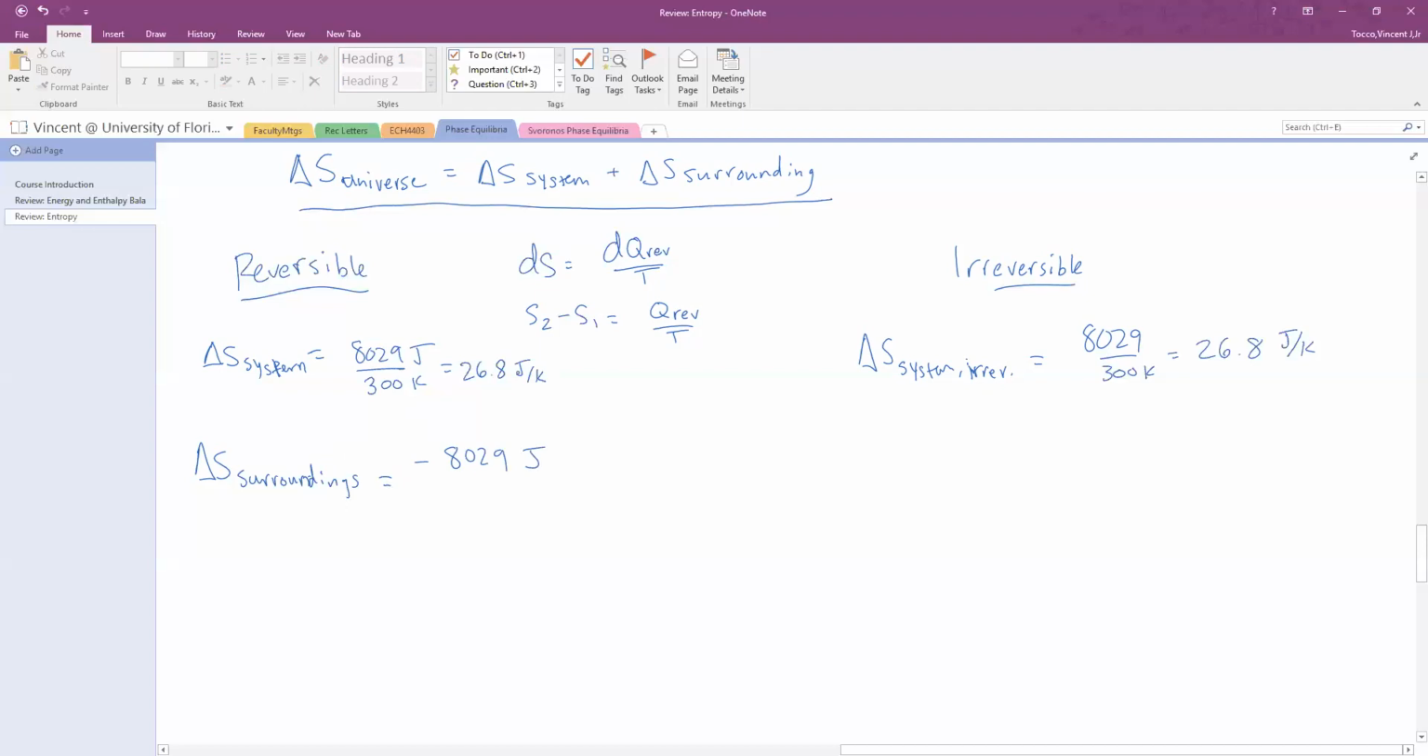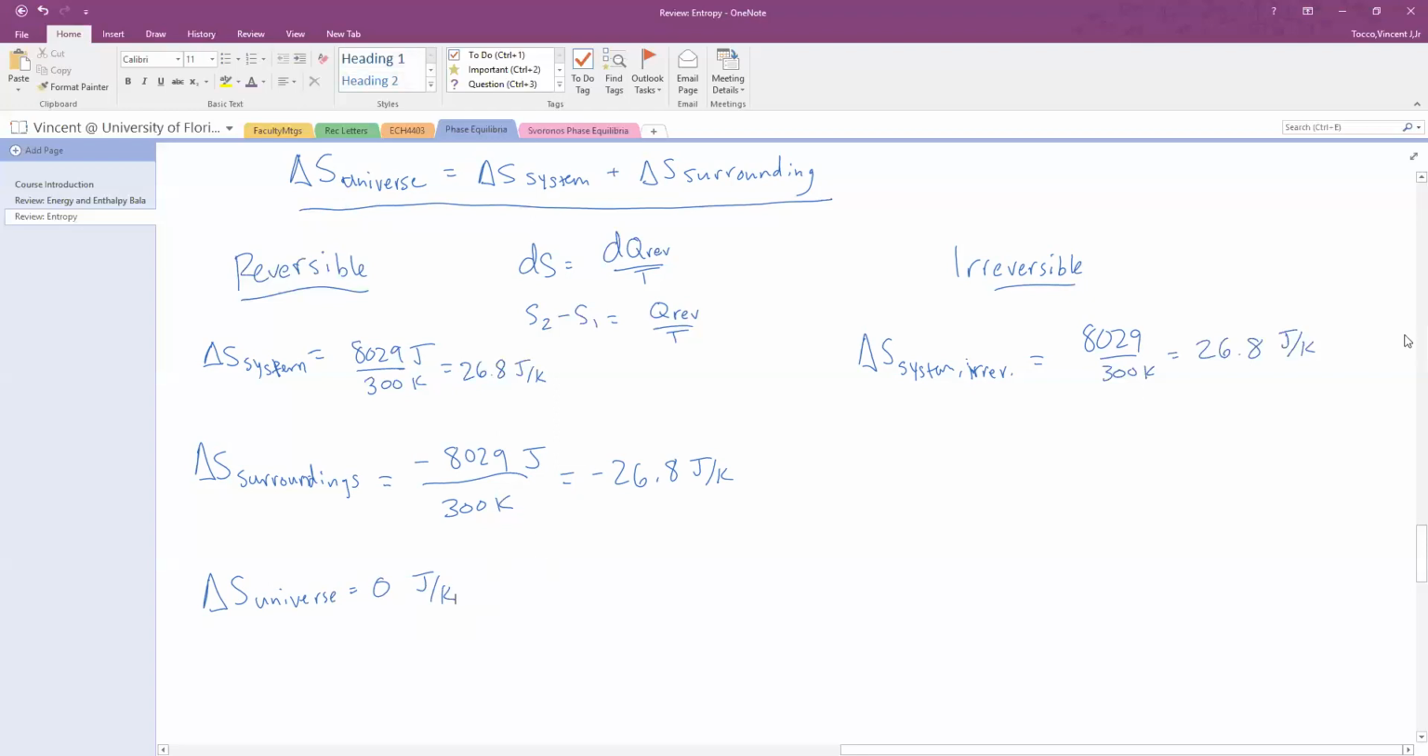And I don't have to do any kind of tricks because it is a reversible system already, right? So Q rev is equal to Q. So 8,029 joules divided by 300 Kelvin because the surroundings is also at 300 Kelvin. So we know what the answer to that is already. It's negative 26.8 joules per kilogram. If we take the delta S of the universe, it's simply equal to the sum of these. Delta S universe is equal to 0 joules per kilogram. So that makes sense, right? For a reversible process, S dot gen is equal to 0.